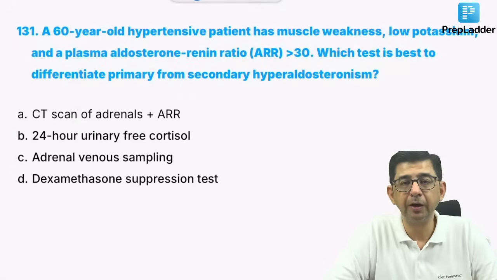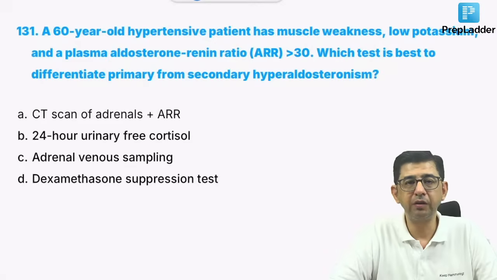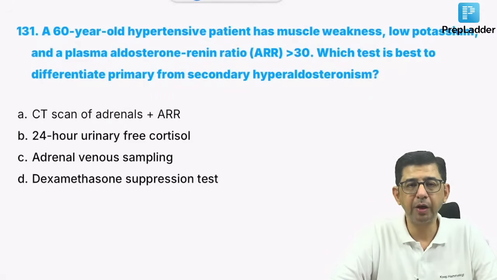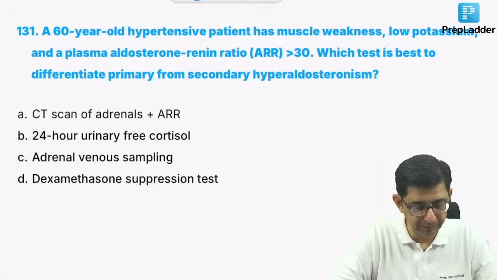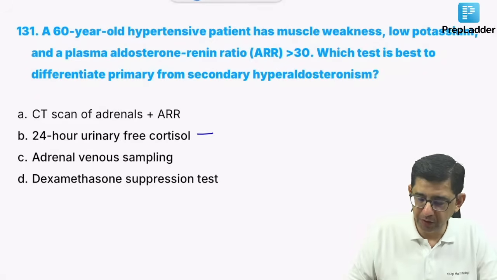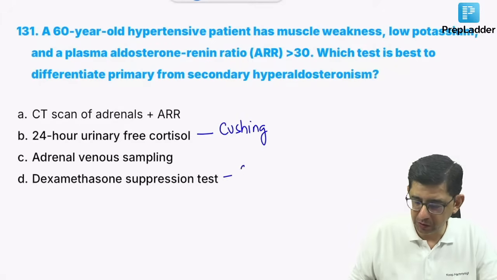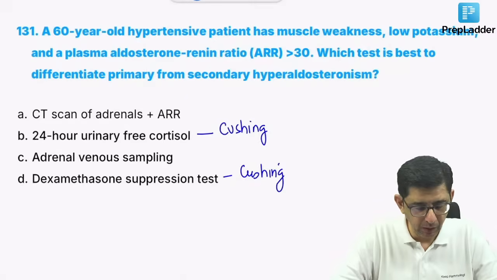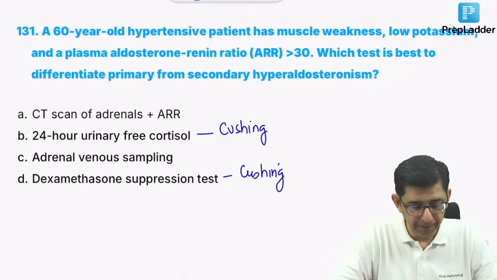Another interesting one, a hypertensive patient has come with muscle weakness and low potassium. ARR values are elevated. What is best to differentiate primary from secondary hyperaldosteronism? 24-hour urinary free cortisol is for Cushing, so that is ruled out. Dexamethasone suppression is also for Cushing, so it is ruled out.